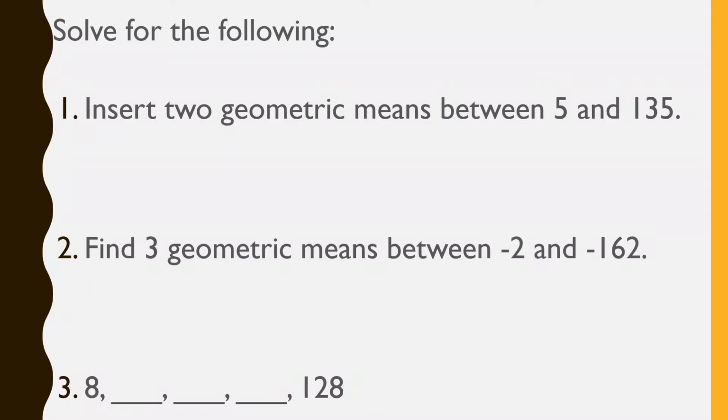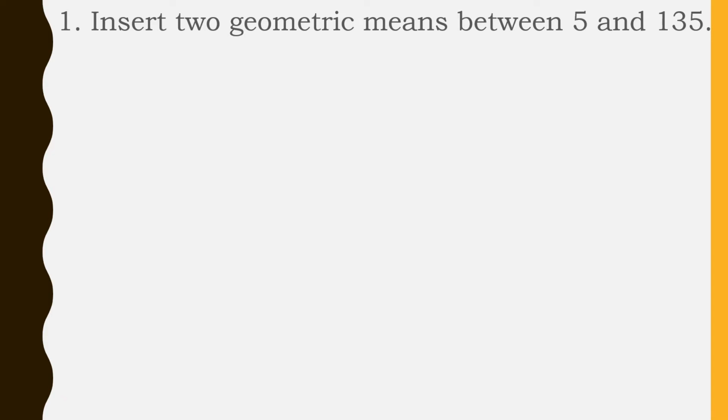Later, you will be taught how to solve for the following items about geometric means. For the first item, insert two geometric means between 5 and 135. We will start our solution with the given values. So we have 5 and 135. Since we're going to insert two geometric means, we will write two blanks in between them.